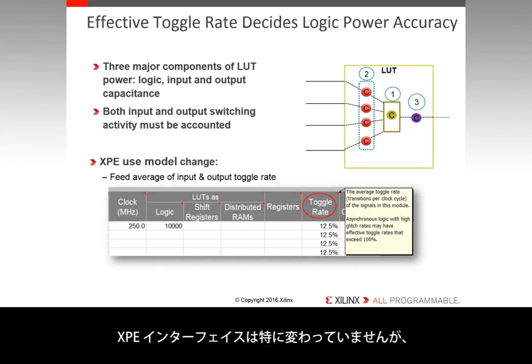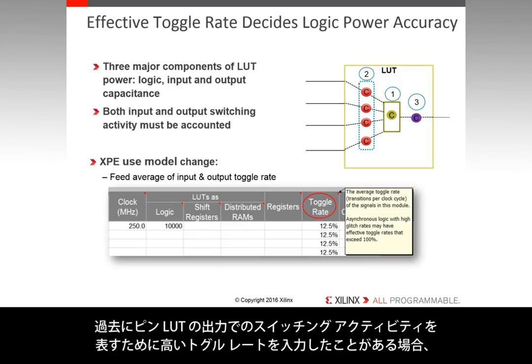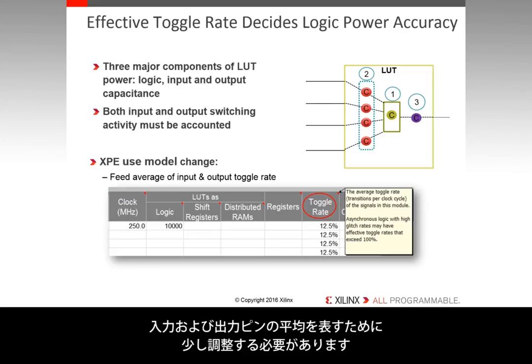There is no specific interface change in XPE. However, the toggle rate now represents the average toggle rate of both input and output. You might have entered higher toggle rates in the past to represent switching activity at the output pin of the LUT. Now you might have to slightly scale it since it is the average of both input and output pins.